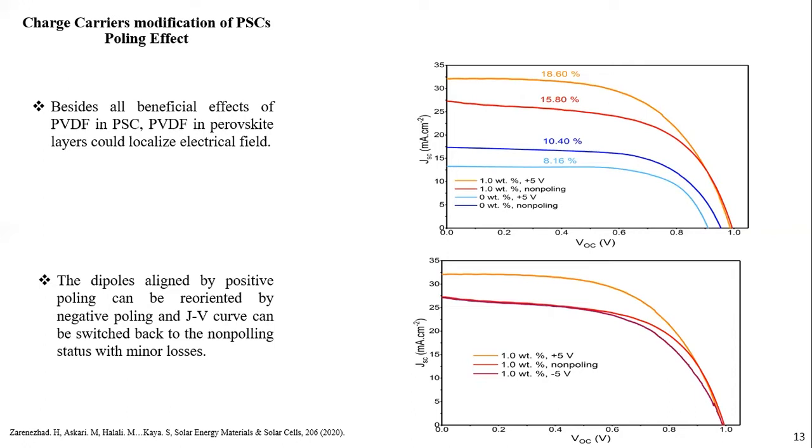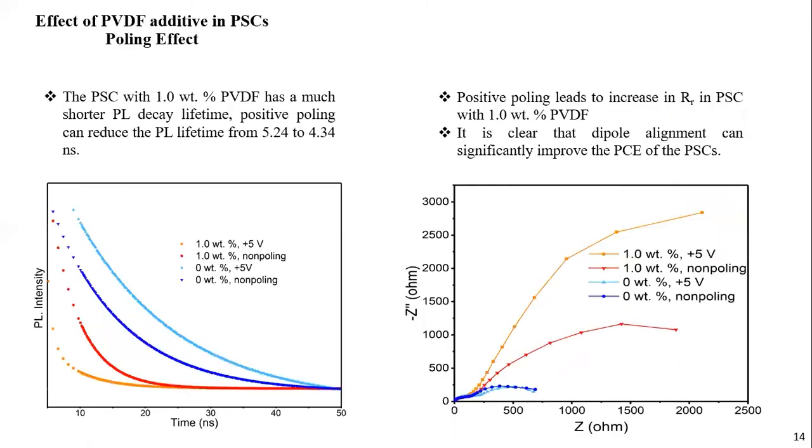And here we can see the dipole aligned by positive poling can be reoriented by negative poling, and the JV curves can be switched back to the non-poling status. The power conversion efficiency after dipole alignment is also confirmed by PL decay lifetime measurement. This figure shows that the perovskite solar cell with 1% PVDF has a much shorter PL decay lifetime, and positive poling can reduce the PL decay lifetime.